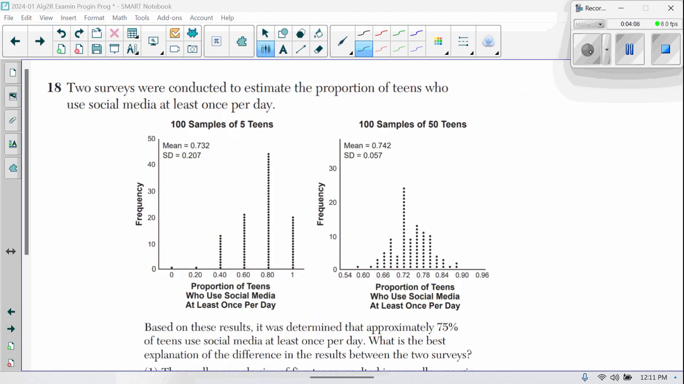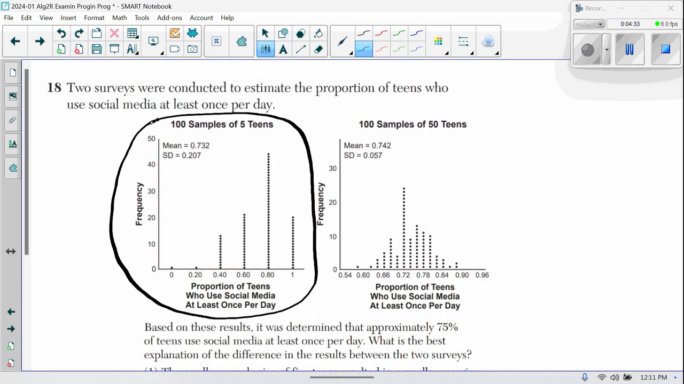Number 18 gives you what I like to call a whole bunch of poop that you really don't need. But let's go through it anyways. 2 surveys were conducted to estimate the proportion of teens who use social media at least once per day. All right, so we see on the left here 100 samples of 5 teens. All right. And then we look at the one on the right here, and the only thing that's different is now it's 50 teens per sample. Okay, and that's on this one right here.